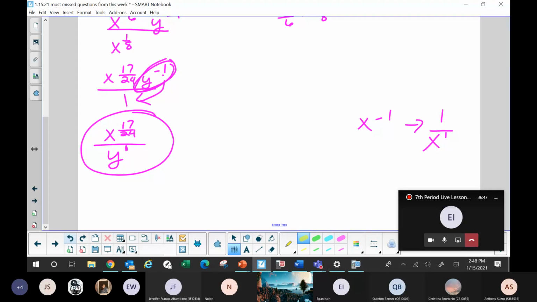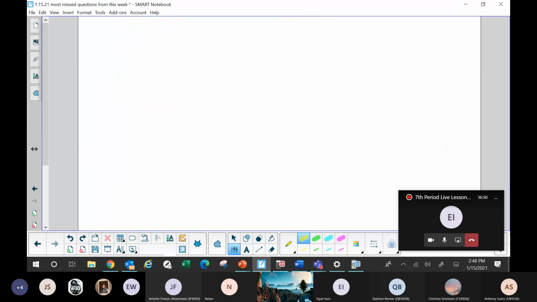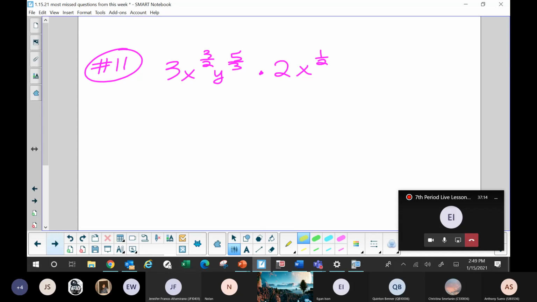So number 11 says, get my paper out. You have 3x to the 3/2 power, y to the 5/3 power, times 2x to the 1/2 power. Okay. So anytime you have like bases and you're multiplying, you can add those exponents. So we are going to add 3/2 and 1/2. And then the other part, you just do the math.